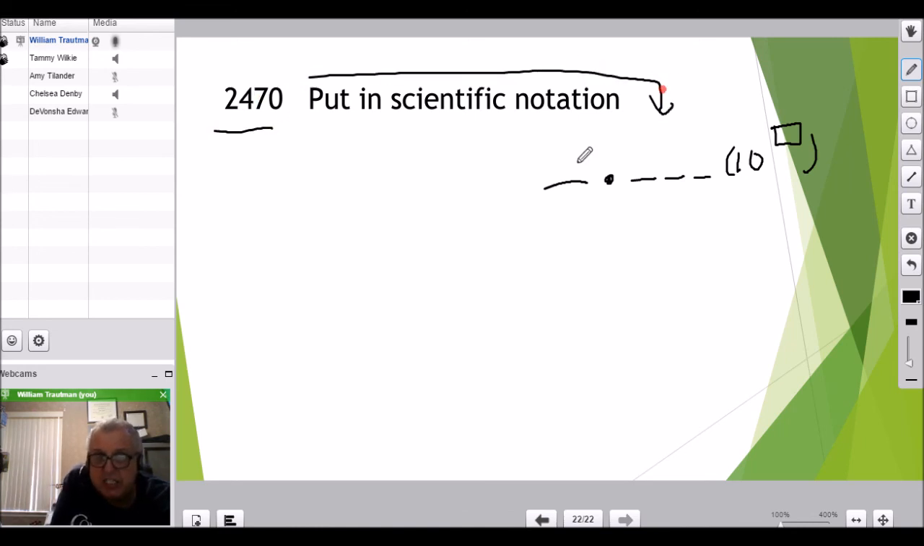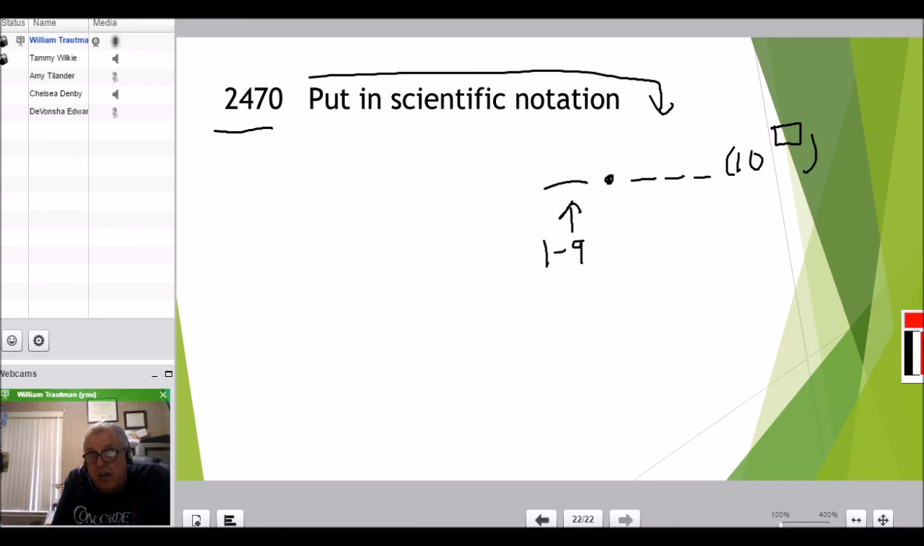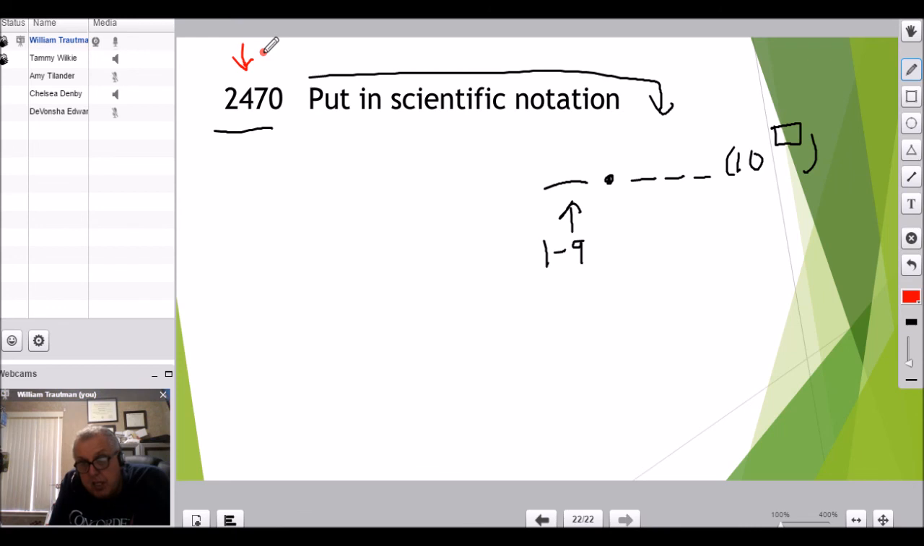This is scientific notation. Now, you can only have one number to the left of the decimal. You can only have 1 through 9 in this spot. No zeros. You cannot have 0 in that first spot. It has to be 1 through 9. The way to do this is first find the decimal for this number. Can somebody tell me where the decimal goes for 2,470? Where is the decimal? I don't see one. Yeah, the decimal is after the 0.